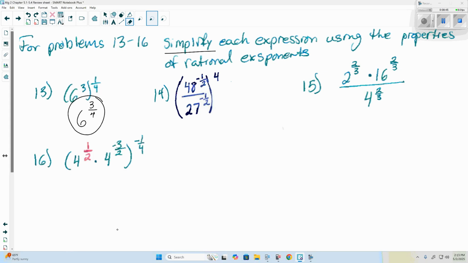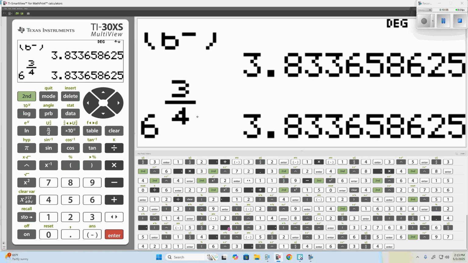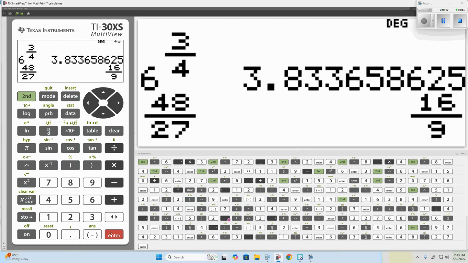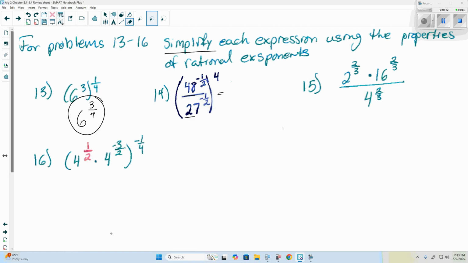Let's look at 14. There are different ways to approach these. Because we could go about it doing powers of powers, multiplying and simplifying from there. The other option is, is there a common factor or something that reduces with 48 and 27? Well, 48 over 27 is 16 over 9. So that does simplify.